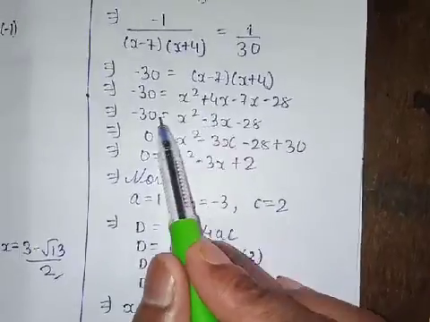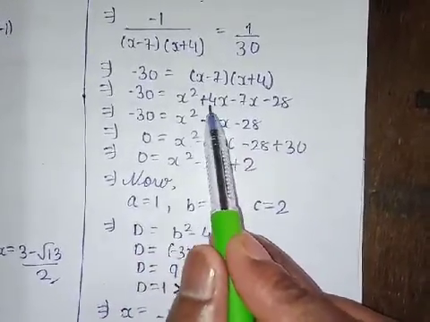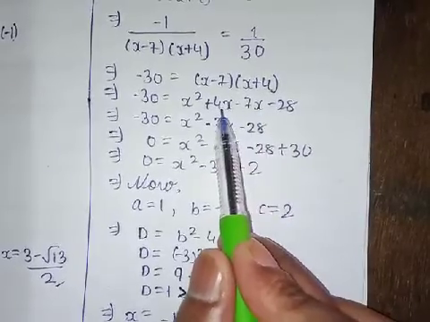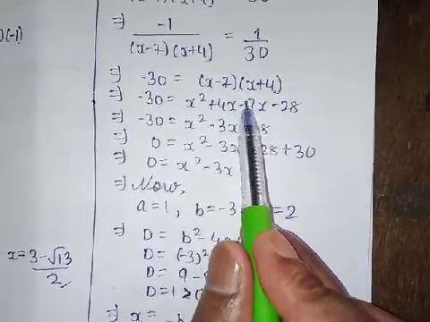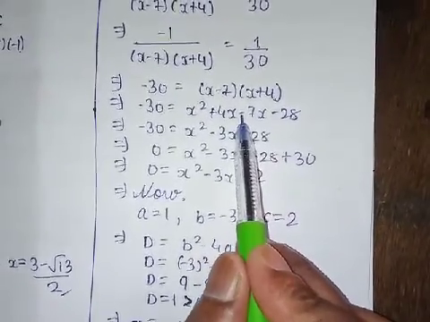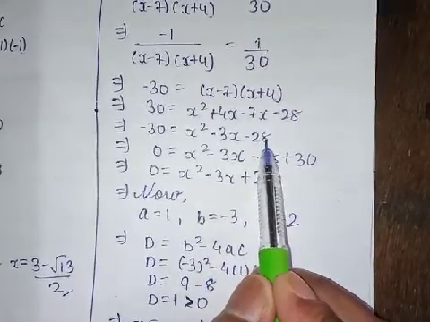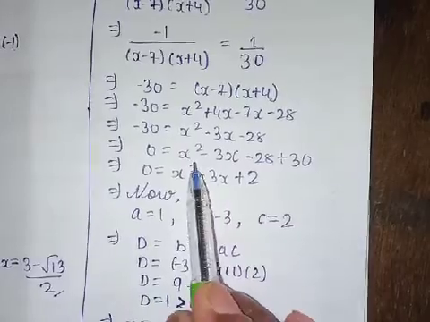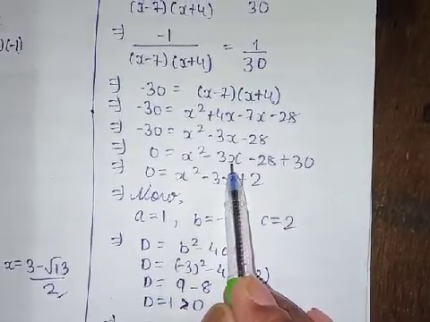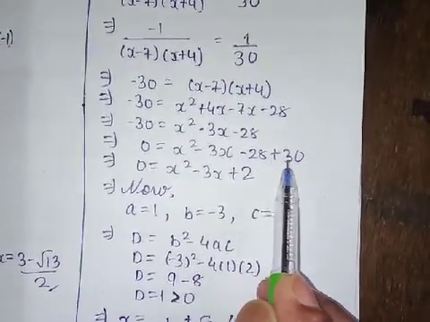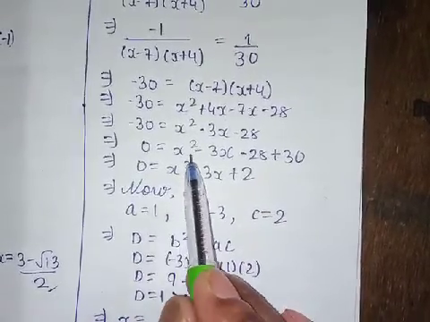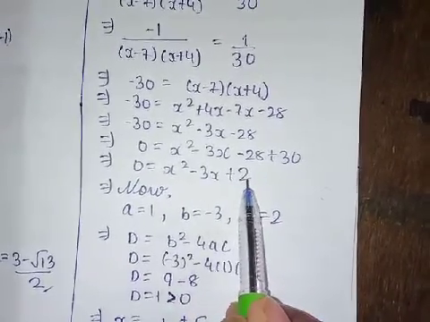So if we simplify, minus 30 is equal to x square plus 4x minus 7x, so 4 minus 7, minus 3x. What is the sign? Minus. So minus 3x minus 28. So bring 30 inside. So x square minus 3x minus 28 plus 30 is equal to 0. If you simplify further, so 0 is equal to x square minus 3x plus 2.